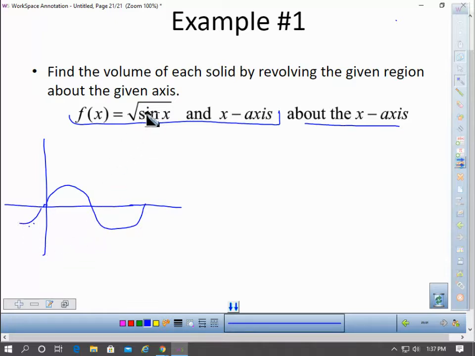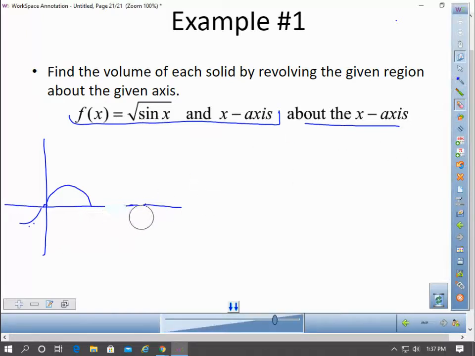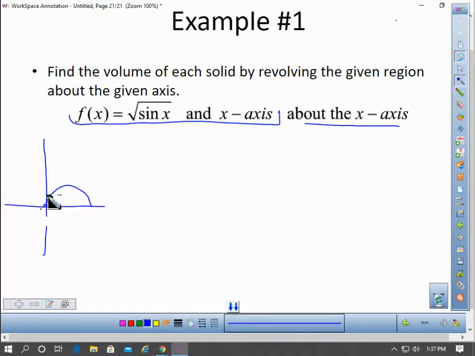Now, if I take the square root, you can't take the square root of a negative number. So that eliminates these pieces that are underneath the x-axis. And then taking the square root just makes these guys shorter, because you're taking the square root of each of your y values. So this is what it looks like, and it's going to go from 0 to pi, because that's what sine does. This doesn't affect the period of the graph, because sine is 0 to 2 pi. So this first piece, the piece above the x-axis, is 0 to pi.